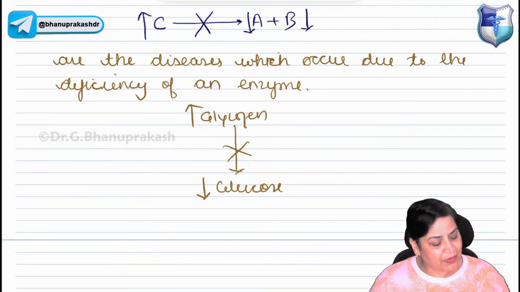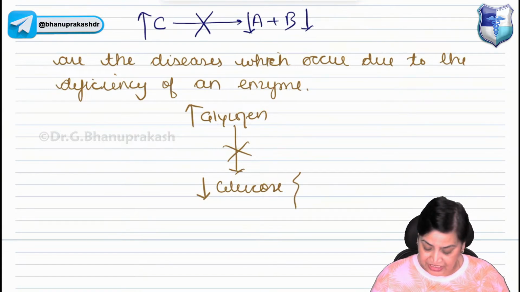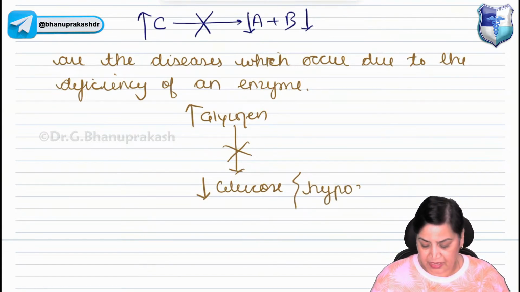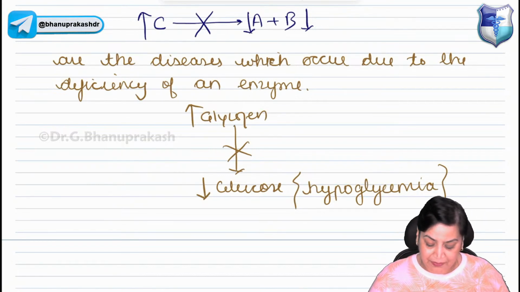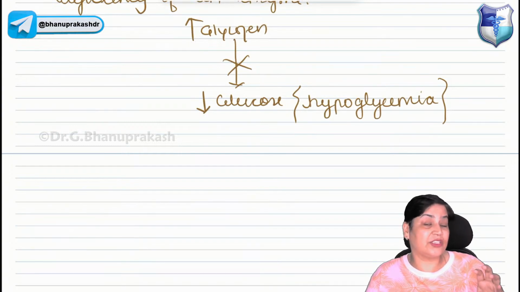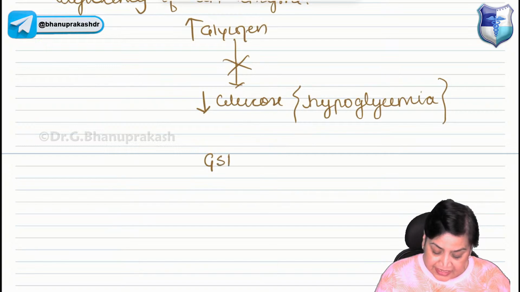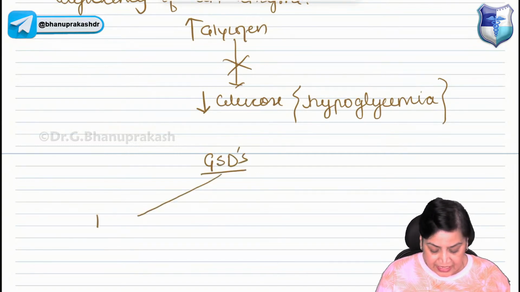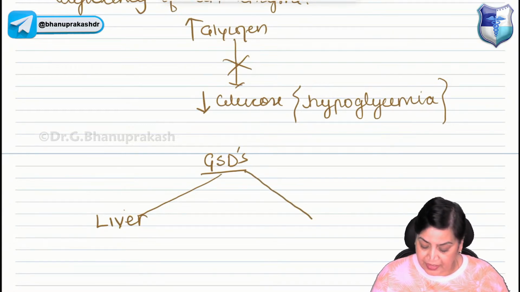And always remember, whenever the concentration of glucose decreases, we refer to that stage as hypoglycemia. Always remember it. Hypoglycemia is there. Clear? Now, since the synthesis of glycogen is in the liver and the muscle, obviously these GSDs will be either in the liver, meaning storage will be in the liver, or storage will be in the muscle.